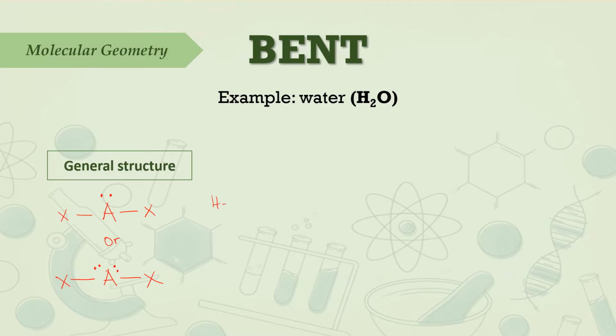Hydrogen belongs to group 1, times 2 because it has 2 atoms. Oxygen belongs to group 6. So this is 2, this is 6. Total valence electrons is 8. For water, oxygen here is only 1, so that will be our central atom. So we have O, and then H, and then H.